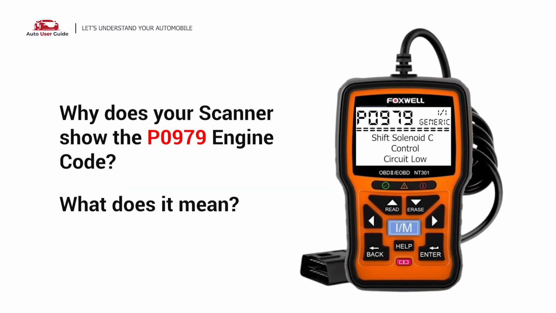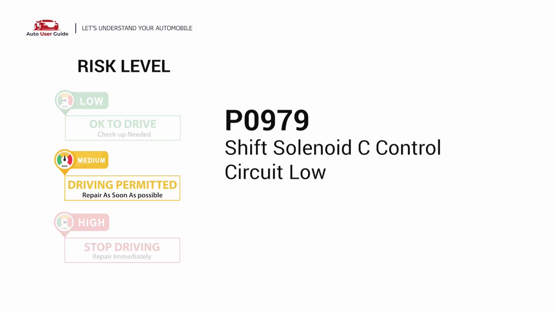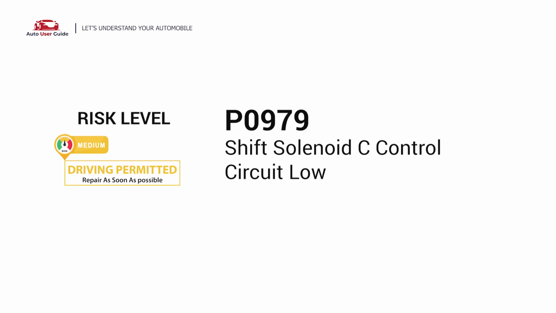Why does your scanner show the P0979 engine code? What does it mean? P0979 is a diagnostic trouble code for Shift Solenoid C control circuit low.